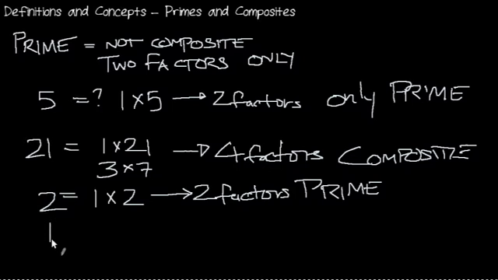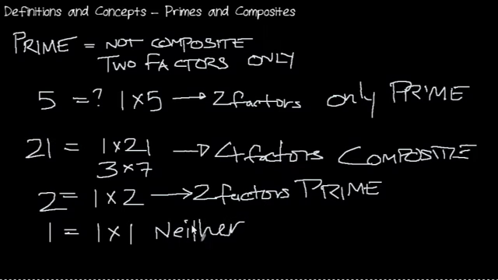And the final tricky one, what about 1? Well, 1 really only has one factor, 1 times itself. So it can't be prime, but it also isn't composite. And so 1 is neither prime nor composite. Next, you're going to try some exercises for primes and composites. Let's look at a couple more examples.